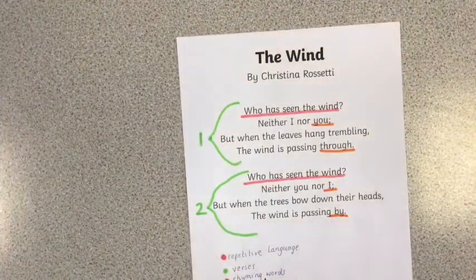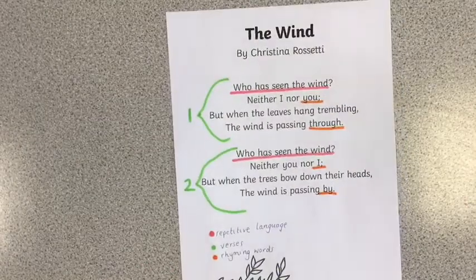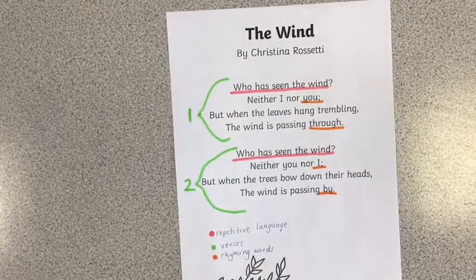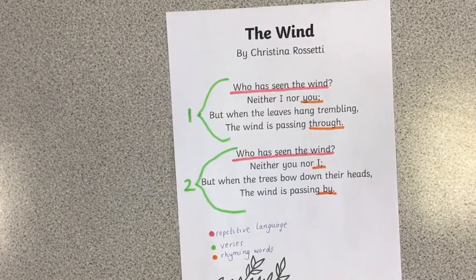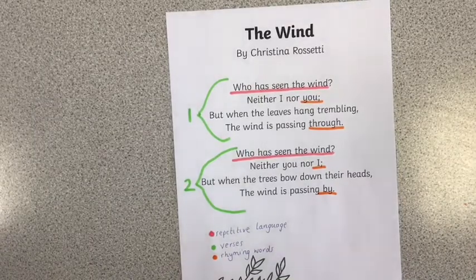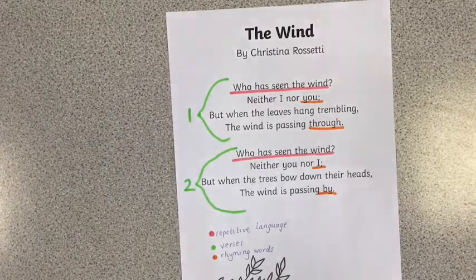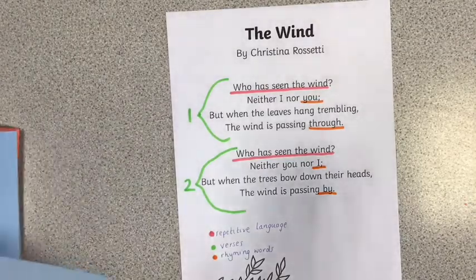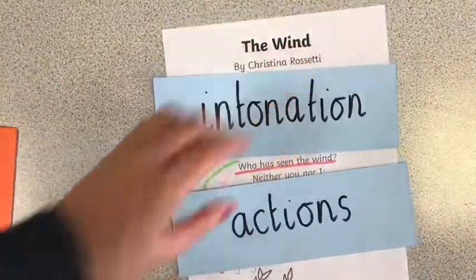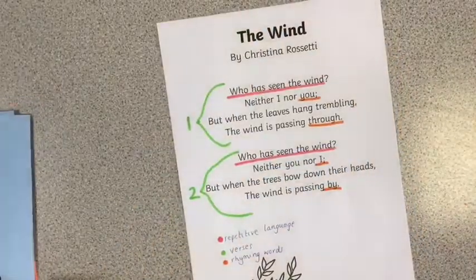Okay, so what I would like you to do now is you have a mixture of poems. You don't need to do them all. You might want to. Choose 1 or 2 poems that you like the look of. Have a little read. See if you can annotate your poem, creating a little key, and then see if you can read your poem aloud, adding some intonation and some actions. Okay. Well done, year 2.